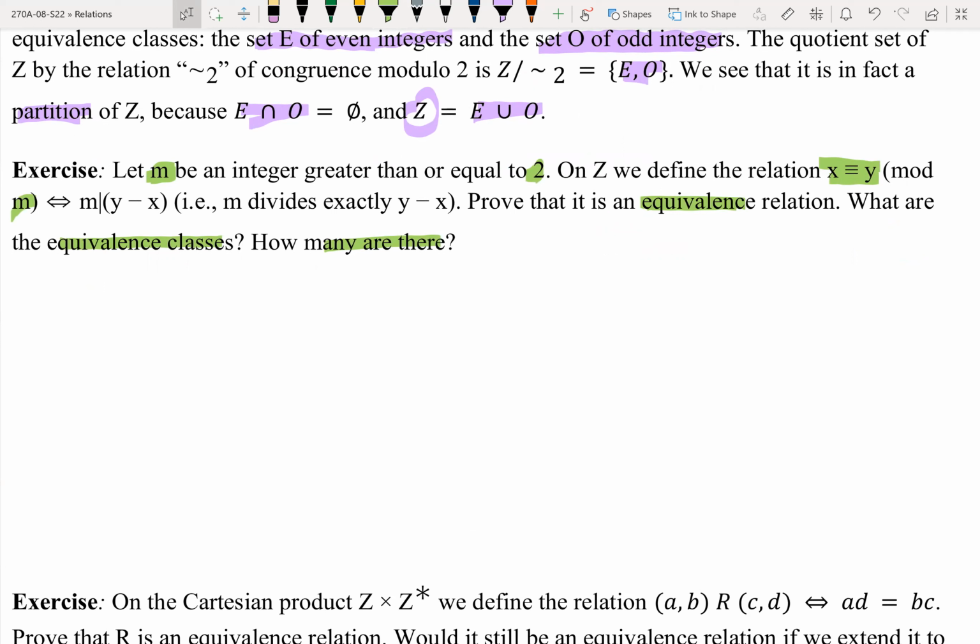Yes, for mod 2, it's 2 sets. So for mod 2 it's class of 0, class of 1. So it's 2 of them. Mod 3 is class of 0, class of 1, class of 2. So it's 3 of them. So for mod M, it's M of them.